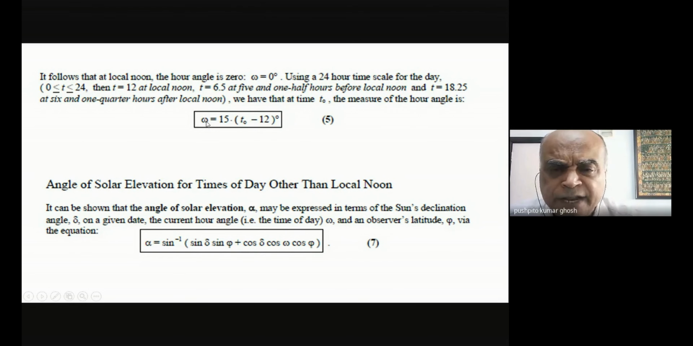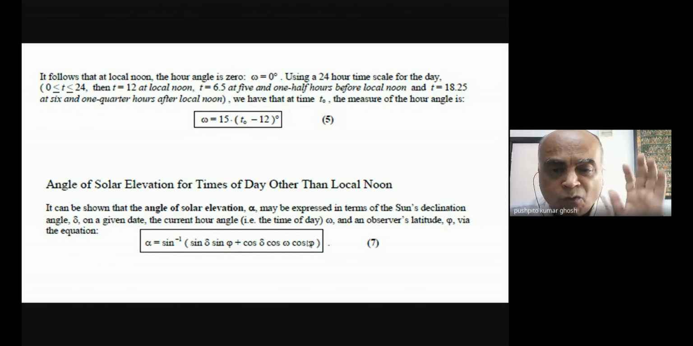So time of day can be expressed either as an angle or in hours and minutes. But because we are dealing with trigonometry here, it is important to convert the time of day into an angle, which is what this equation does. So now I can write the solar elevation angle is equal to the sine inverse of sine delta sine phi, sine declination sine latitude, plus cos declination, cos hour angle, cos latitude.